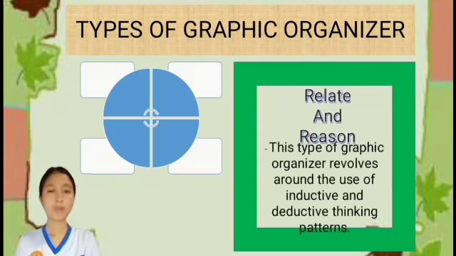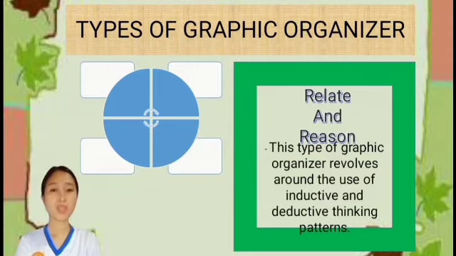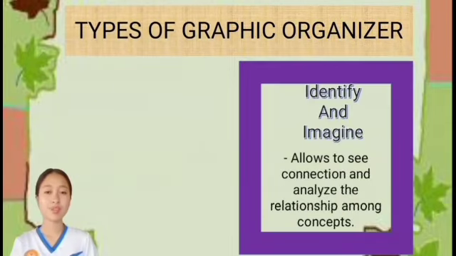The fifth type of graphic organizer is relate and reason. The idea behind this type of graphic organizer revolves around the use of inductive and deductive thinking patterns. It shows whether a concept is part of a whole or the sum total of its parts. Inductive thinking mainly shares pieces of evidence in support of big ideas, while deductive thinking provides evidence for underlying concepts or topics. The sixth graphic organizer is identify and imagine.